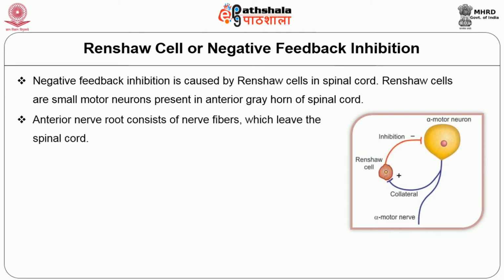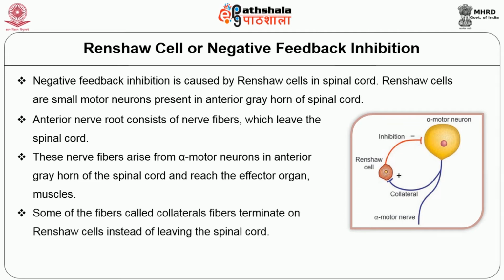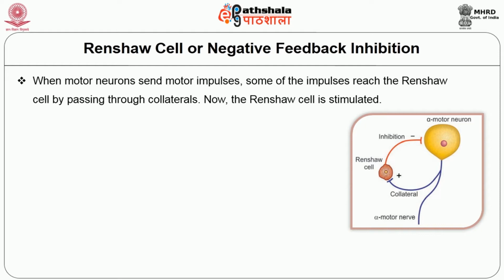Anterior nerve root consists of nerve fibers which leave the spinal cord. These nerve fibers arise from alpha motor neurons in anterior gray horn of the spinal cord and reach the effector organ muscles. Some of the fibers, called collateral fibers, terminate on Renshaw cells instead of leaving the spinal cord. When motor neurons send motor impulses, some of the impulses reach the Renshaw cell by passing through collaterals.